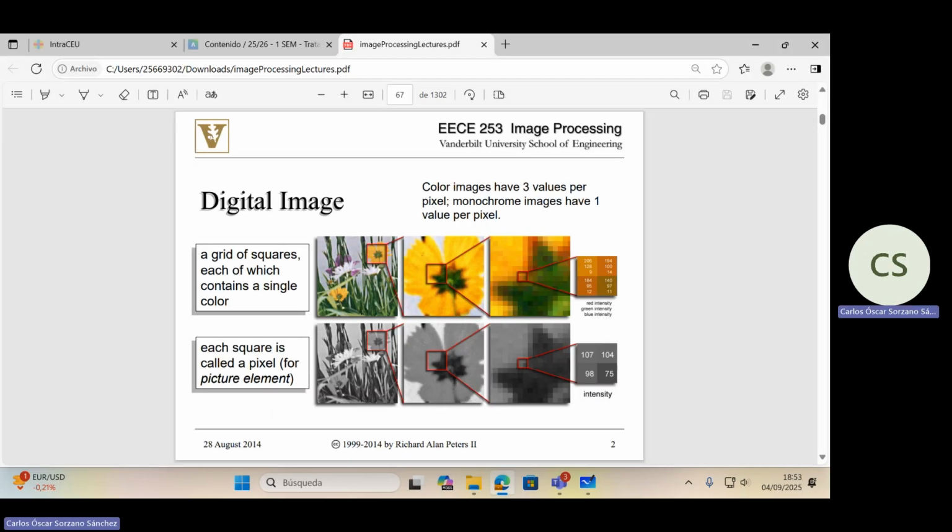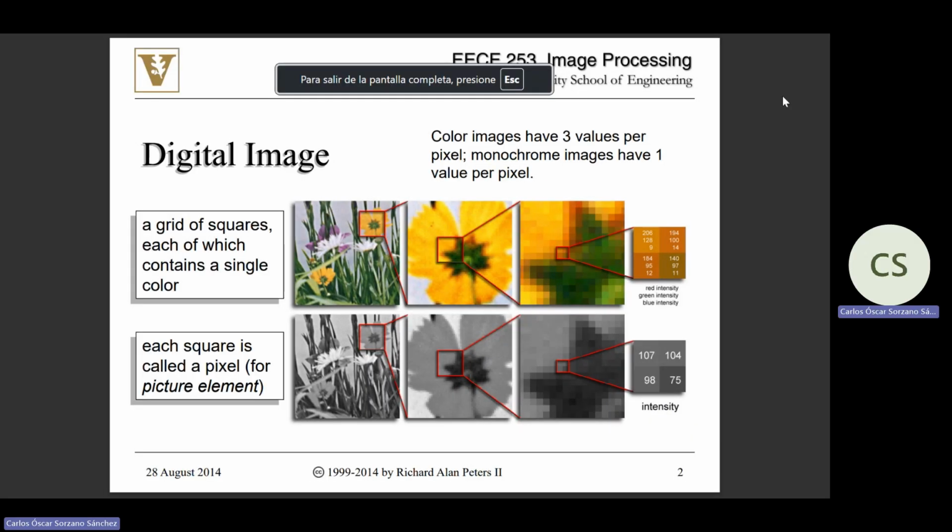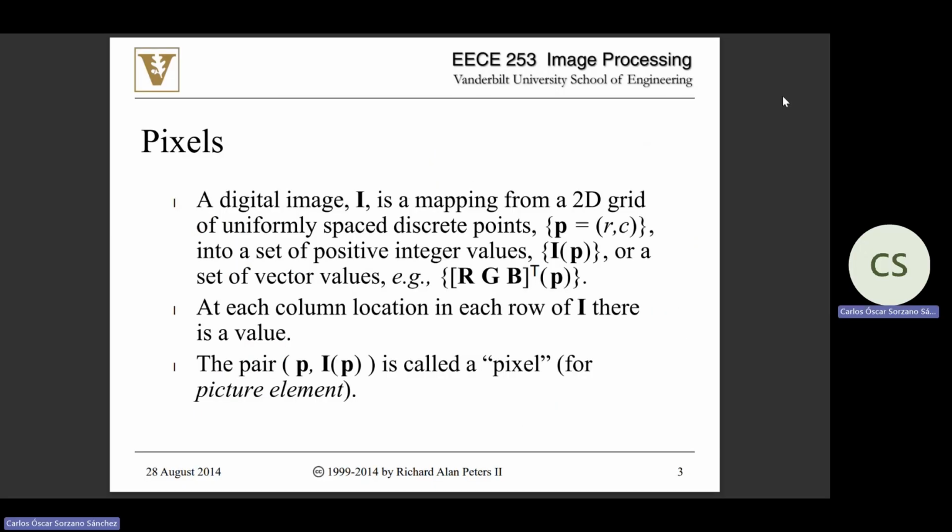Okay, good. So then here we are. An image is a function, but at the end you can also think of it as a matrix. A matrix is another function. And then this is a little bit more formal.